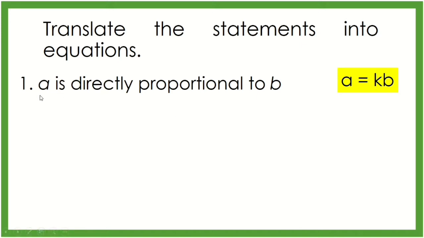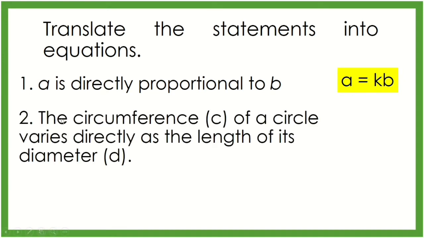A is the first quantity, so we have A, and then equals K as the constant of variation multiply to the second quantity, which is B. So this is the answer. Number 2. The circumference C of a circle varies directly as the length of its diameter D. The equation is C equals K times D.